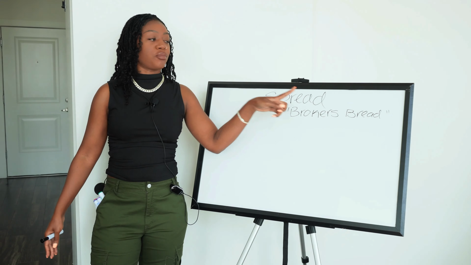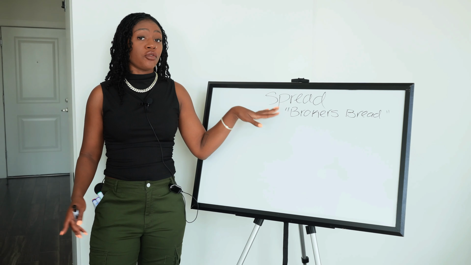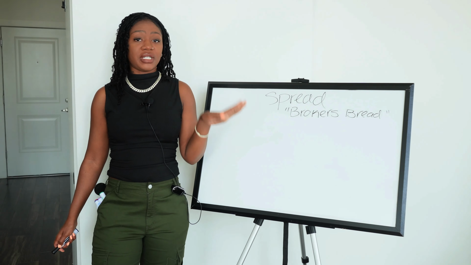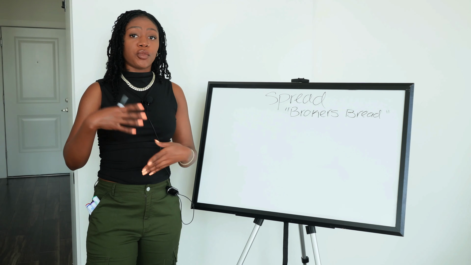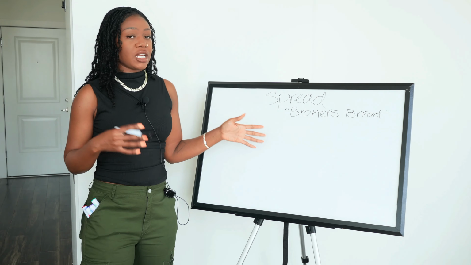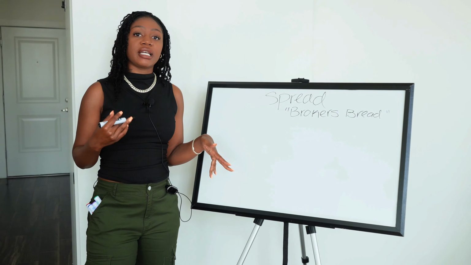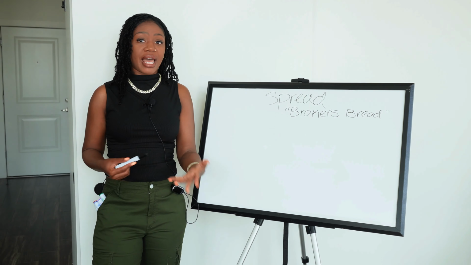Think of spread as the broker's bread. It's basically the broker's cut. That's the amount of money that they're getting for every single trade that you take. And the spread is going to also depend on the lot size as well. So the more money you're trading with, the more of a cut they're going to take. And depending on your trading platform, you can see clearly the spread by looking at the difference between the bid and the ask.